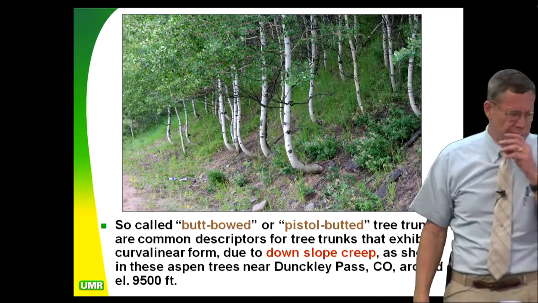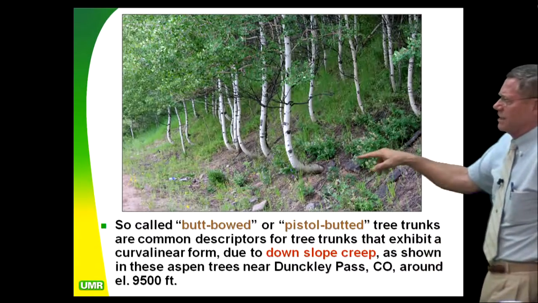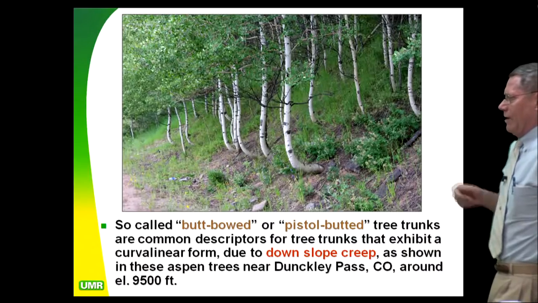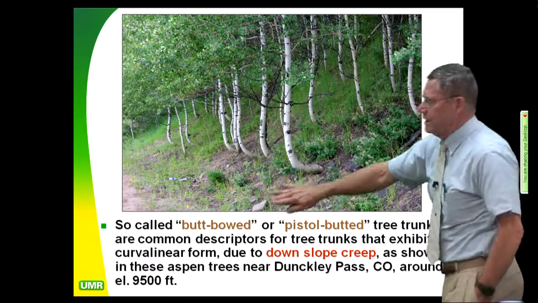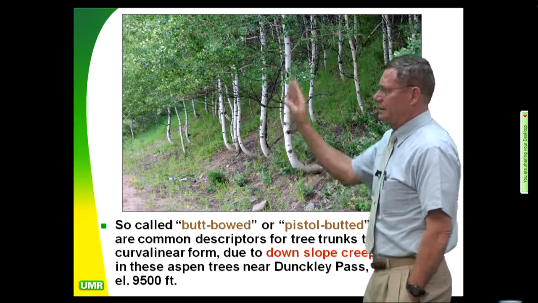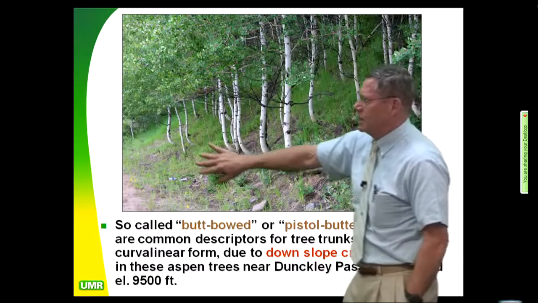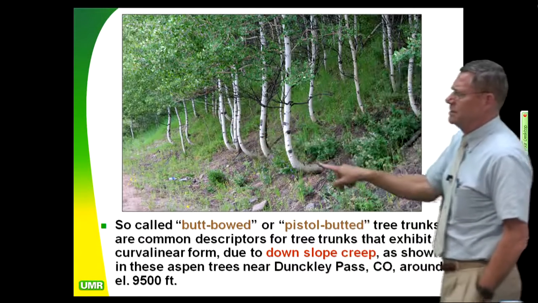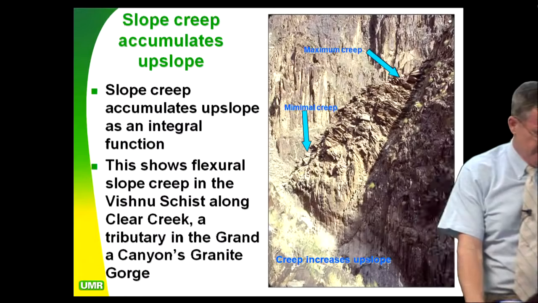Here's the typical pistol-butted trees. These are aspens. Everybody loves to use aspens because they grow like weeds. This is on Dunkley Pass in Colorado, around 9,500 foot elevation. This is a little road cut here for the highway, and these trees are showing a very, very high rate of creep in that zone of the cut. Now, as you get away from the cut, you get away from the severe pistol-butted trees. So you want to be looking at the trees. They're going to tell you a lot of things. These trees aren't very old at all.